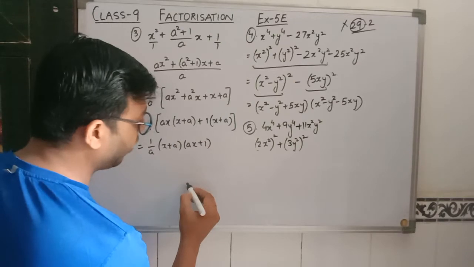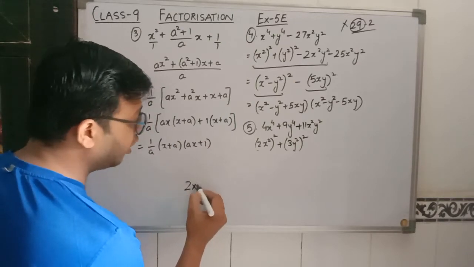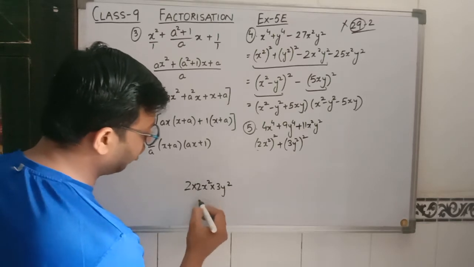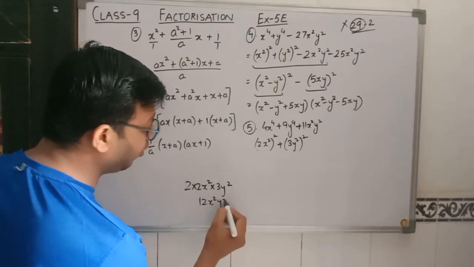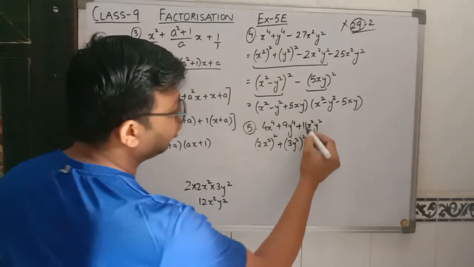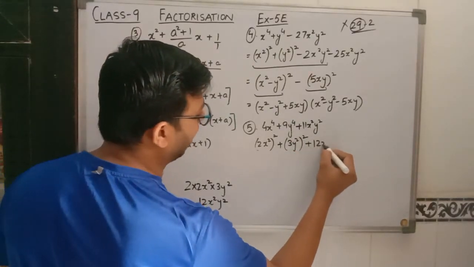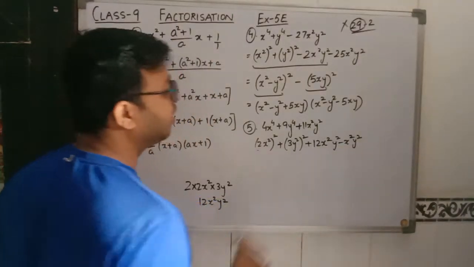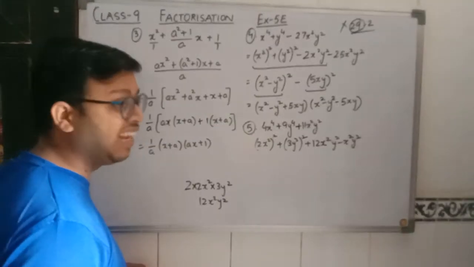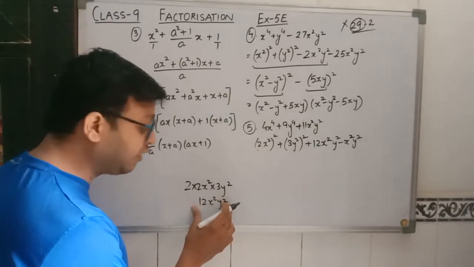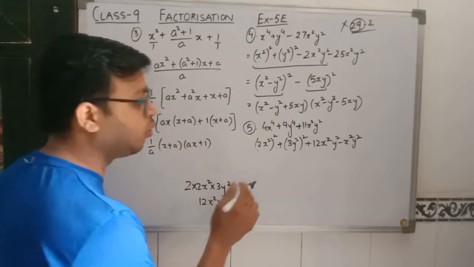When in rough work or in your mind, you apply 2ab, you will write like this. So 2 times 2 times 3 is 12x square y square. So you need 12x square y square with them to make an identity. So you have to break this into 12x square y square minus x square y square. There are many ways to break 11, but we have to break it into two such parts that one of the parts is 12.